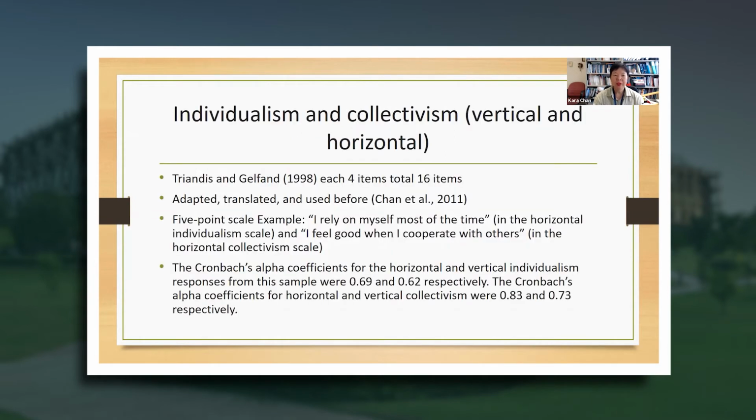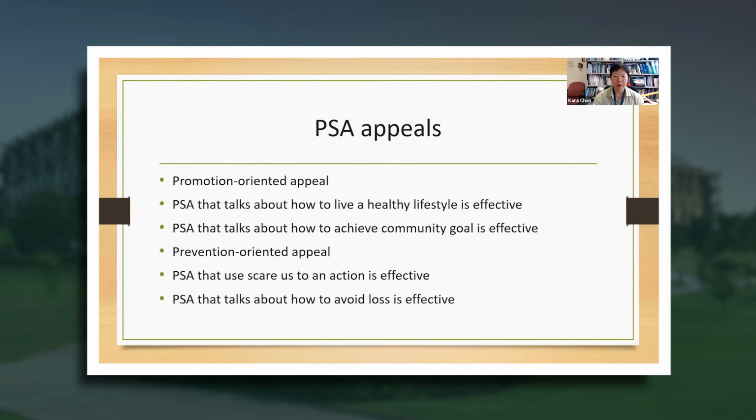And then the individualism and collectivism scale, I used it many years ago, in 2011. It was translated and has good Cronbach's alpha. So this time we also have a good Cronbach's alpha.